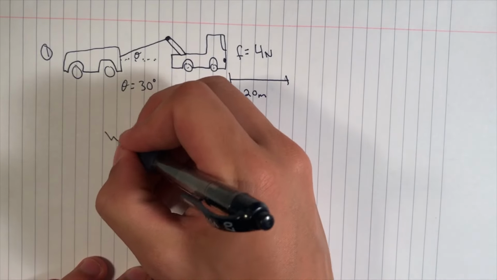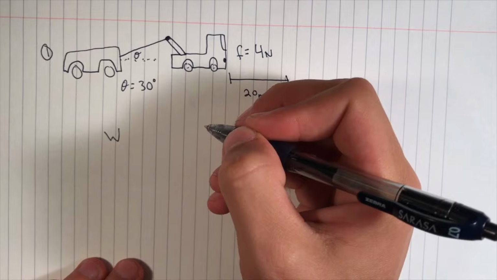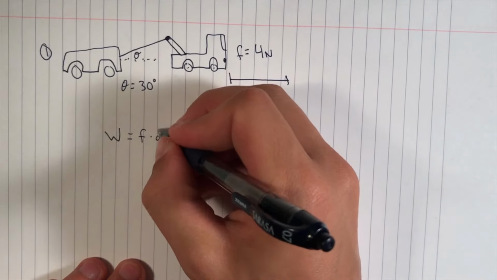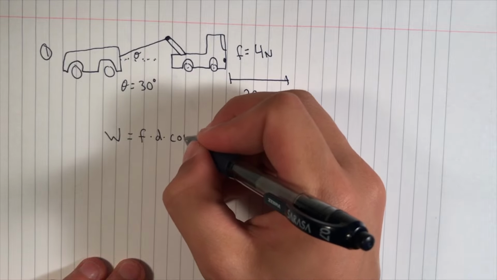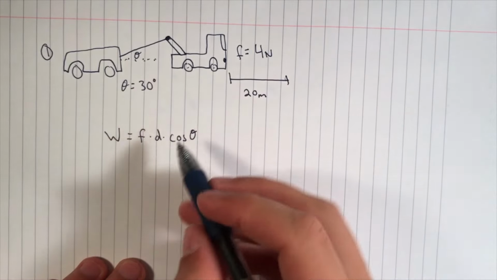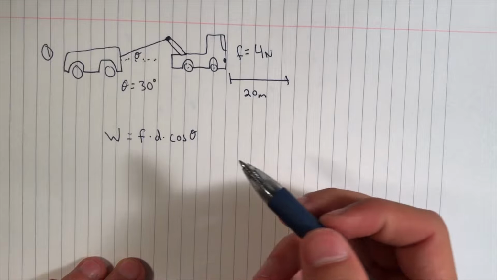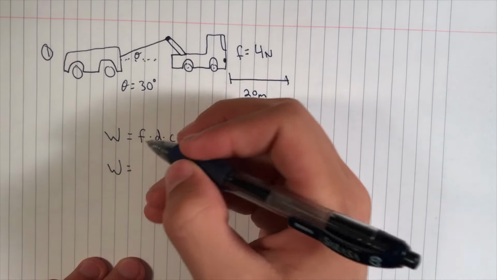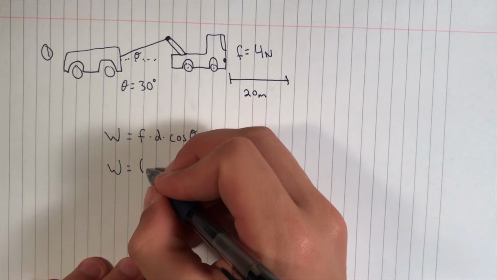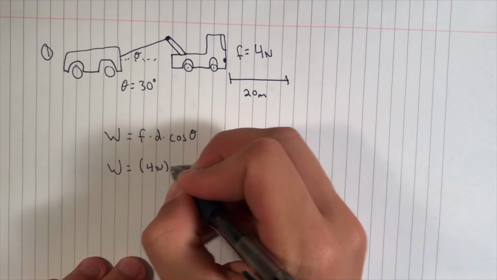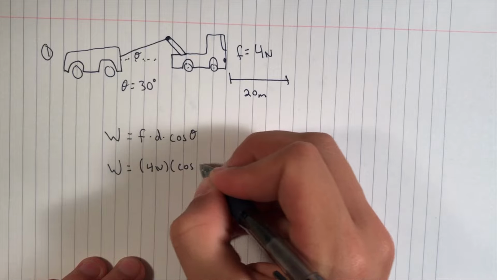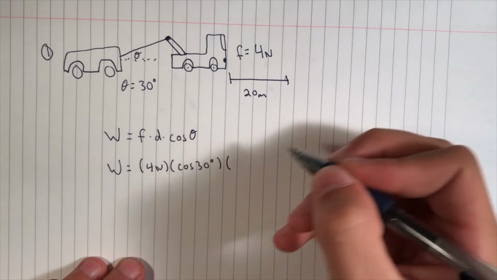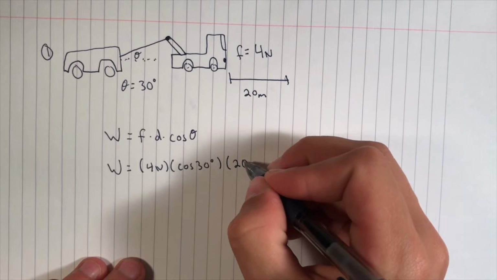Now to set up the work, we'll just set up the first equation we learned. Work is equal to force times distance times cosine theta. Usually people put the force and the cosine theta together. So let's sub these numbers in and say 4 newtons times cosine of 30 degrees times the distance 20 meters.